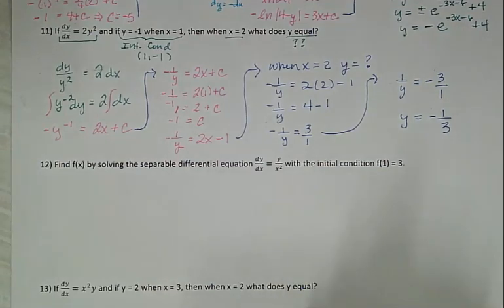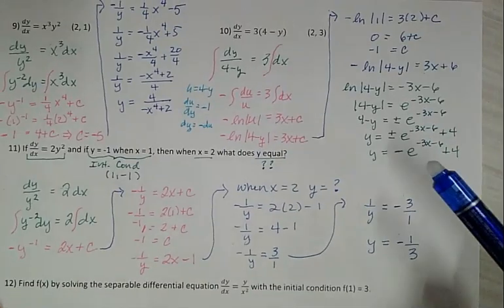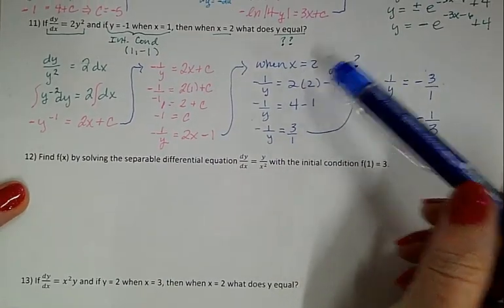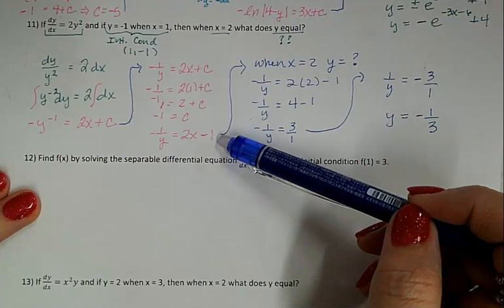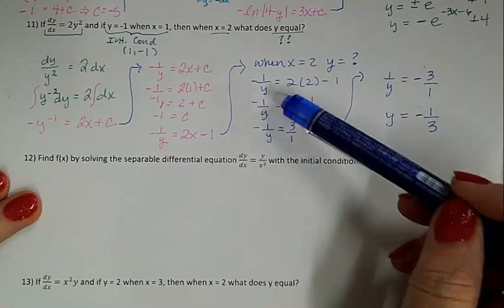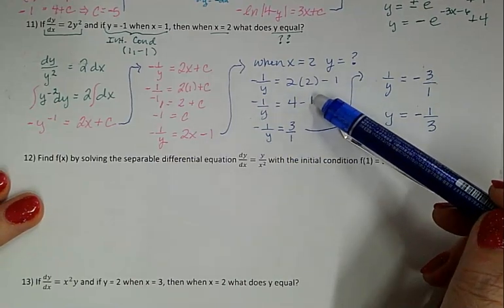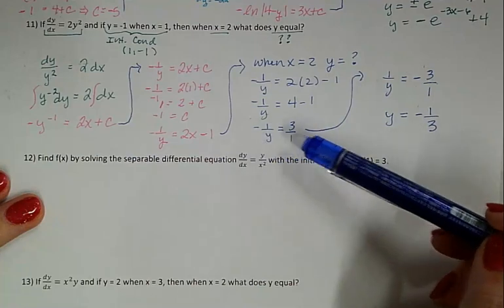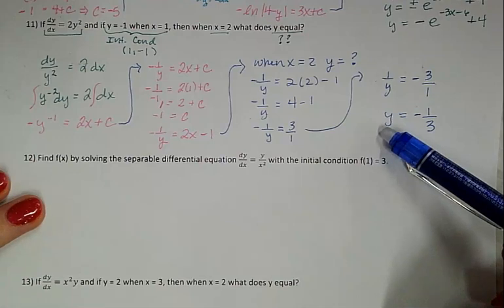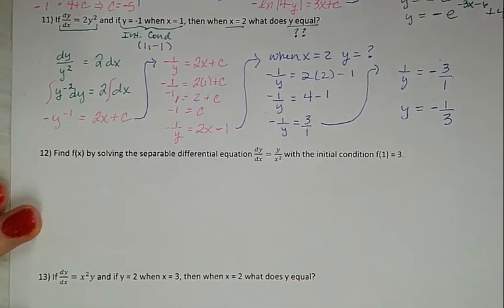But right now it's not asking for me to solve the differential equation, so it's not asking me to get y by itself in an equation like we practiced in all of these when we were practicing the skill. So it says when x equals 2, what's y? So I just took my equation and I plugged in 2 for the x and simplified it down. So I ended up with -1 over y on this side and 3 over 1 on this side. Because I have these two, I can divide, move that negative sign over, and then I'm going to get y equals -1/3.